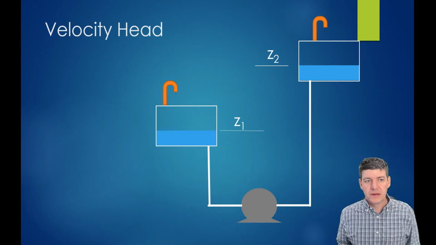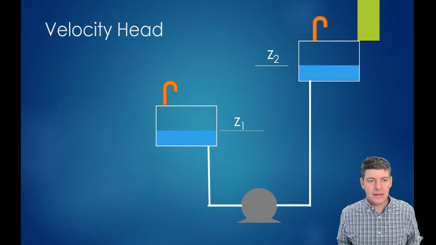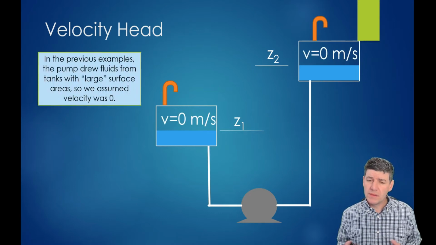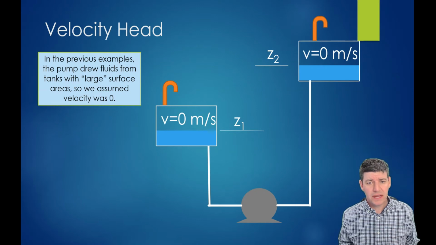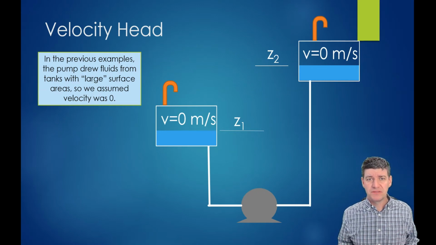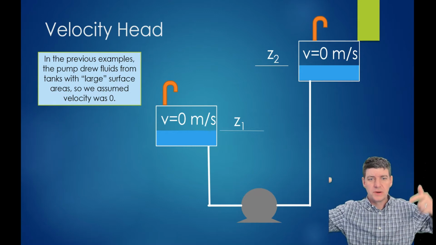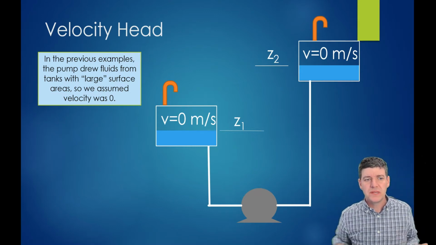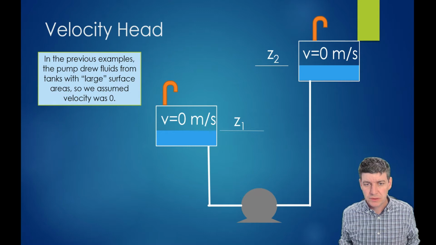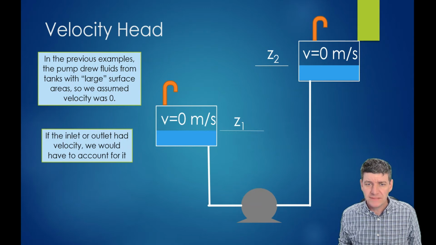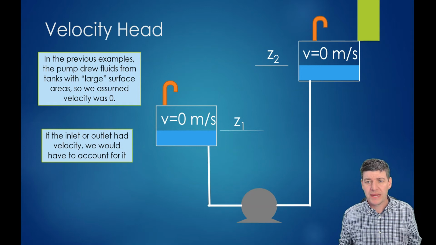The other term that we introduced there was velocity head. In the previous examples, we made the assumption that when we have the top surface of a tank or reservoir, it's a large surface. So there really is no velocity either downwards or upwards at those surfaces. So we had kind of assumed that velocity was 0. However, if we don't have 0 velocity, then we'd need to account for it. And here's a couple cases where that may happen.